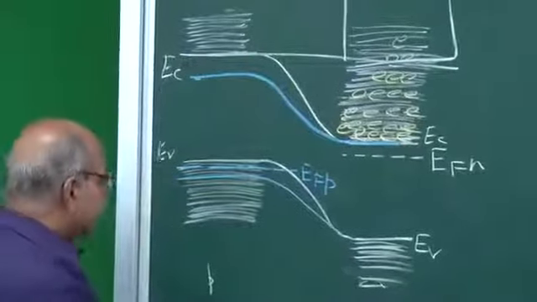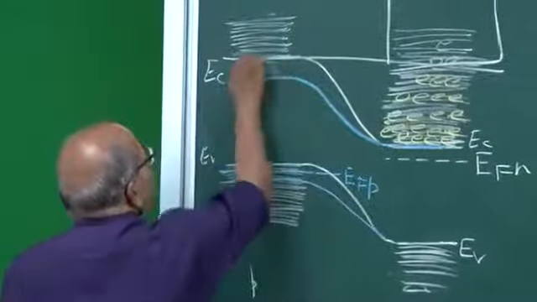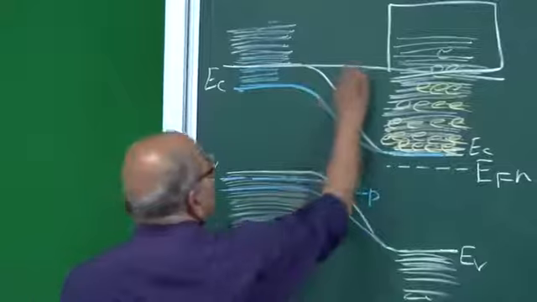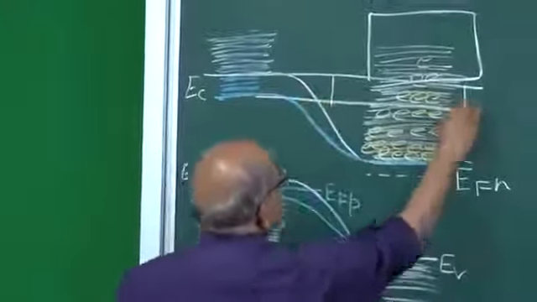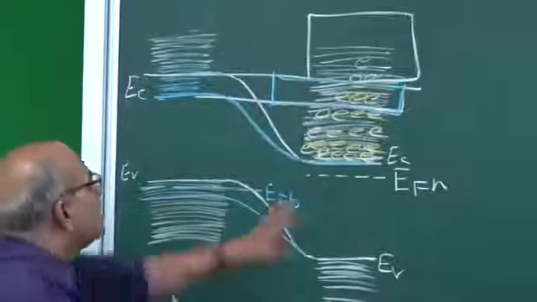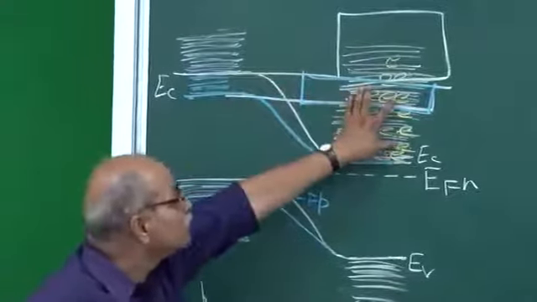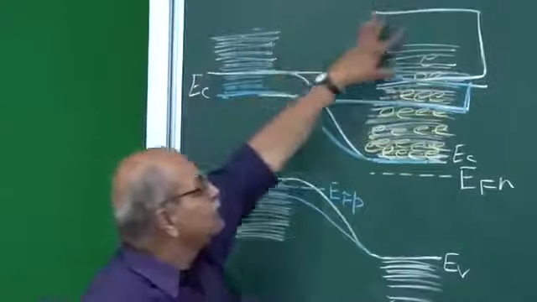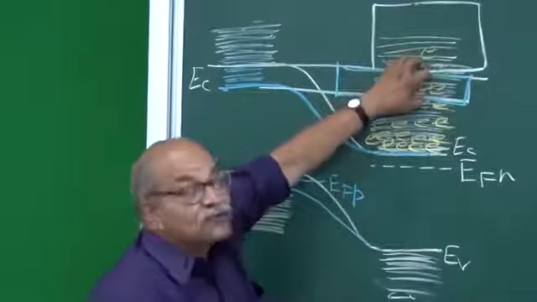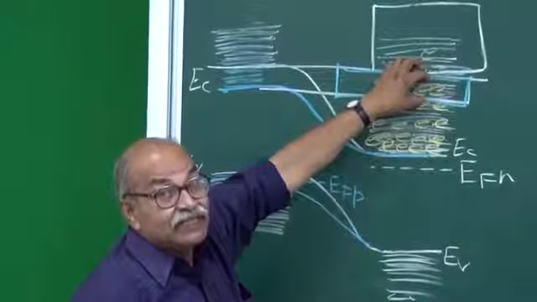Now you have quantum states which start right from here. So now these electrons in this energy range can also diffuse to this side. Earlier only these were diffusing. Now these are diffusing. On top of this, these are also diffusing. So the diffusion will increase. The diffusion current will increase.